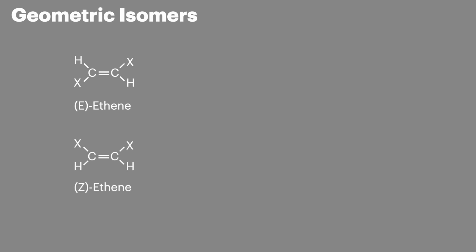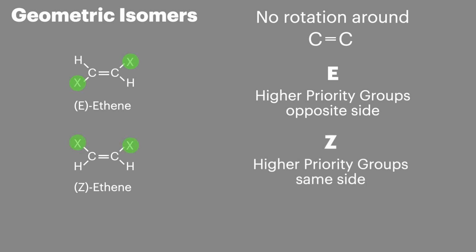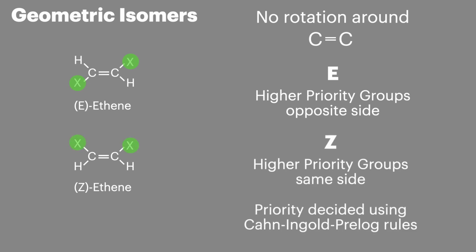Alkenes are examples of geometric isomers. We have E-ethene and Z-ethene. These form because there's no rotation around the double bond, so the groups stay fixed in their positions. The E isomer has the higher priority groups on the opposite sides, while the Z isomer has the higher priority groups on the same side. These priority groups are decided using the Cahn-Ingold-Prelog rules.